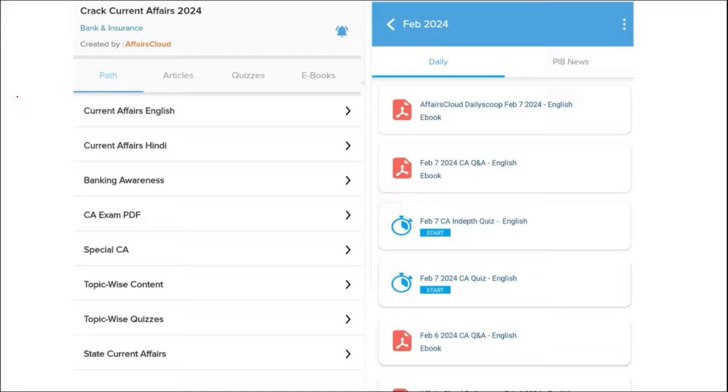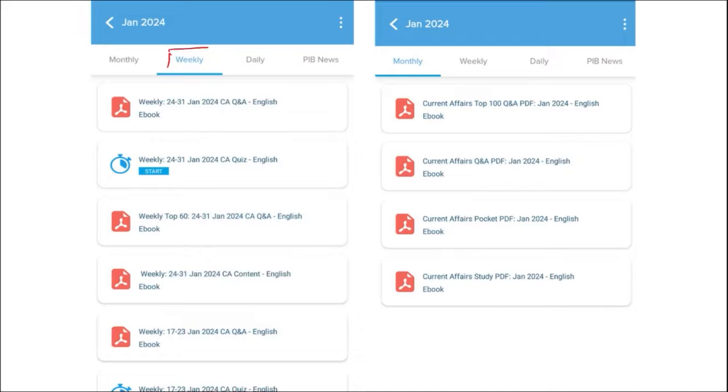Our first segment is daily current affairs. We make sure to provide you current affairs on a daily basis in both English as well as in Hindi. The PDFs for the same are uploaded on our application, and apart from this, we also provide you with quizzes that will help you revise the content after you have gone through the PDF. Next comes our weekly content. The content is also provided in both English as well as in Hindi, and here we also provide you a quiz of the past week's current affairs that will enhance your learning, as it is a compilation of the important topics and important MCQ questions for the last week.